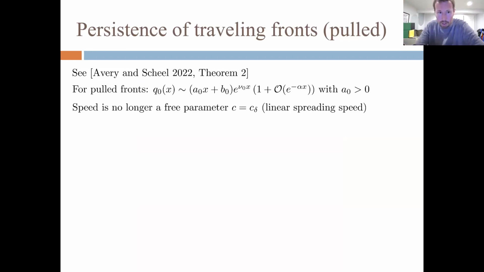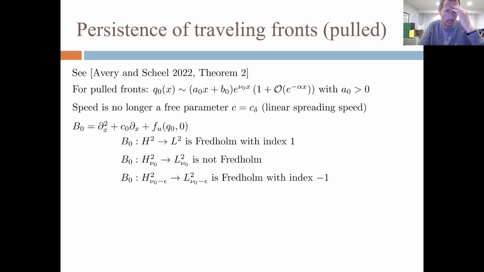So we have this pulled front when delta is equal to 0. It has this kind of decay rate with this kind of generic algebraic prefactor on the exponential decay rate. As I said earlier, the speed is no longer a free parameter, so we have to fix it as a function of delta so that we retain this Jordan block.